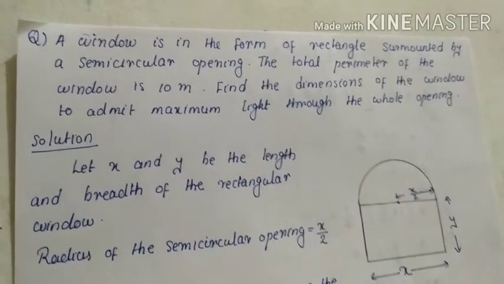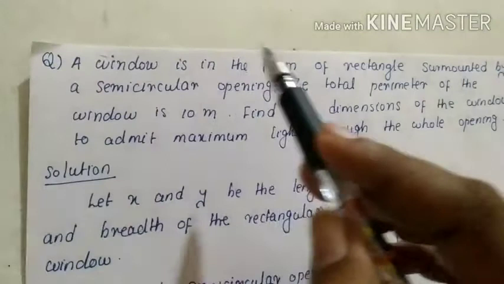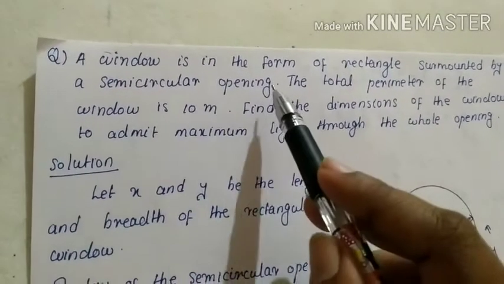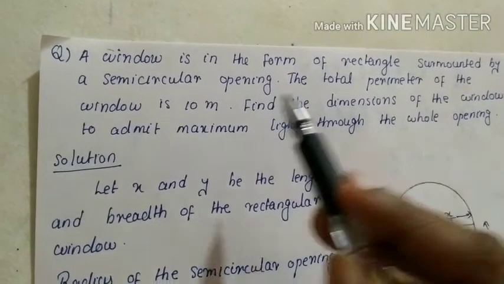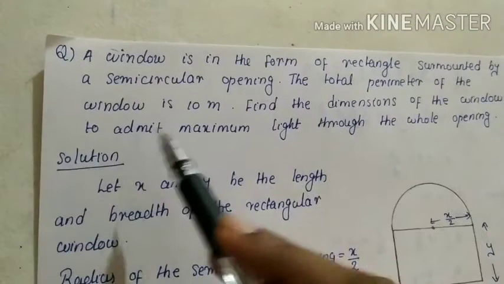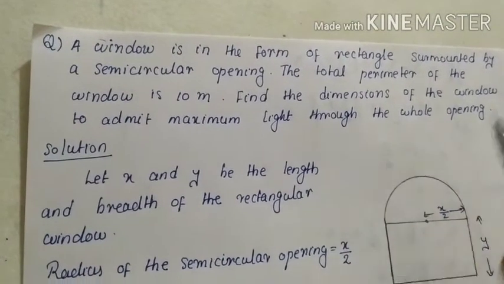This is our second question. A window is in the form of a rectangle surmounted by a semicircular opening. The total perimeter of the window is 10 meters. Find the dimensions of the window to admit maximum light through the whole opening.